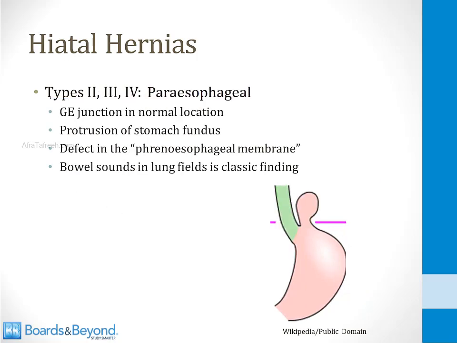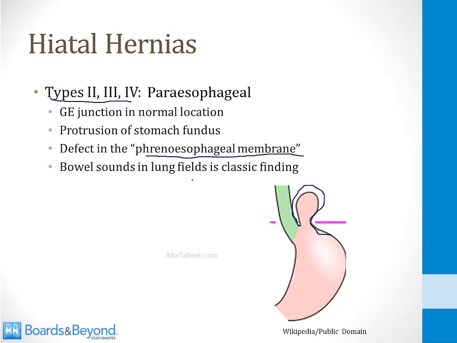There are less common types of hiatal hernias which are called paraesophageal, and they're called paraesophageal because a portion of the stomach fundus protrudes next to the esophagus up into the thorax. These occur as a result of a defect in the phrenoesophageal membrane. This is a membrane that should seal off the diaphragm so that the stomach remains below the diaphragm. If it doesn't seal properly, then this type of hernia can occur.